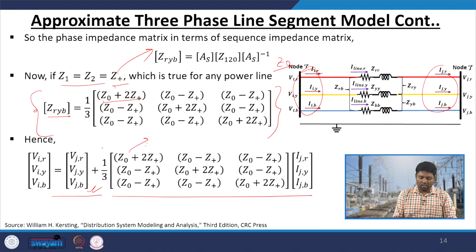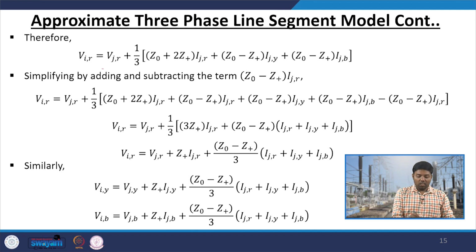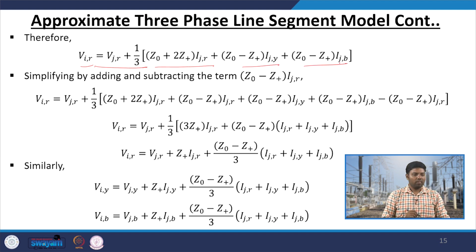This is your Z RYB multiplied with your current IJR, this current. This is the same current, I line and IJ. So, if we do the simplification on a per phase basis, we can see that VIR equals VJR plus 1/3 of this. This is VJR, this is VIY component, this is VJB component. That is the same as what we did for the unbalanced system as well.